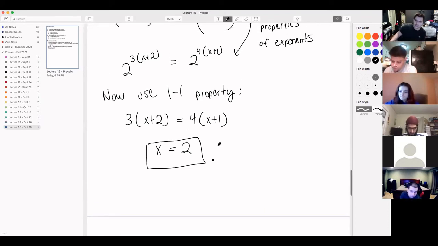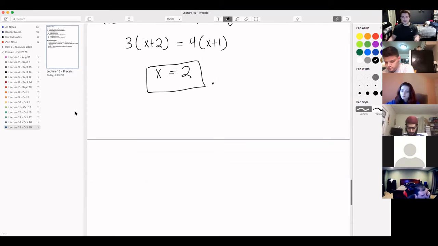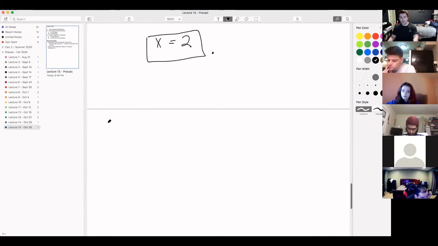Okay, so any questions? We'll get some more practice. We'll do one more example like this. Okay, so how about this? 2 to the 5x equals the square root of 2.